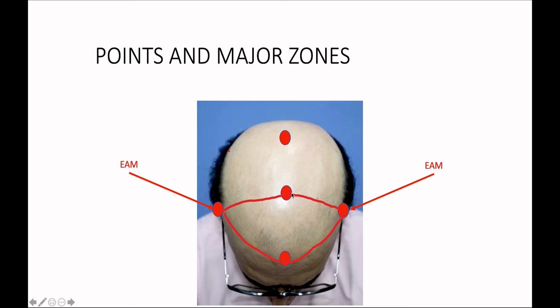An imaginary line joining the external auditory meatus divides the mid-scalp and the frontal area, and the line horizontally passing through the vertex transition point divides the mid-scalp and the vertex area, and their border is made by the parietal fringes. And vertex borders are made by the superior border of the occipital fringe. So that's how we decide the points and the major zones.